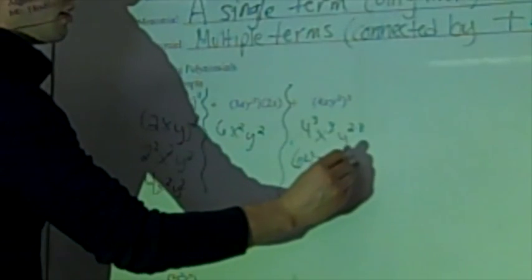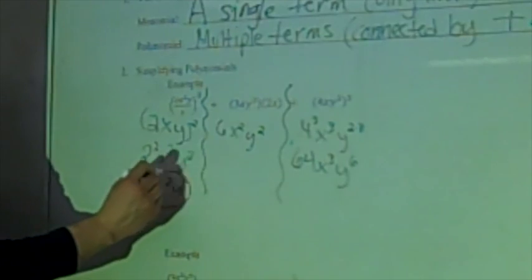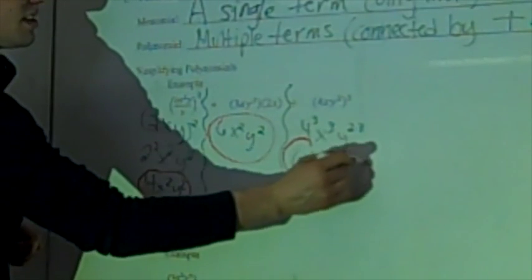6. Good. Now we have simplified all of the monomials, so we can look to combine similar terms. And I'm going to circle the terms as they exist so far. We have a positive 4x squared y squared, a positive 6x squared y squared, and a positive 64 x to the third y to the 6.